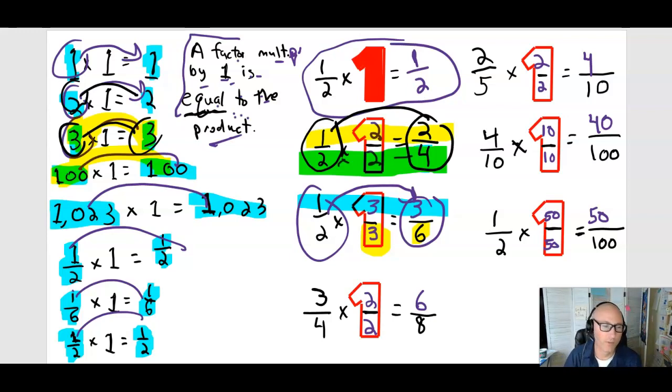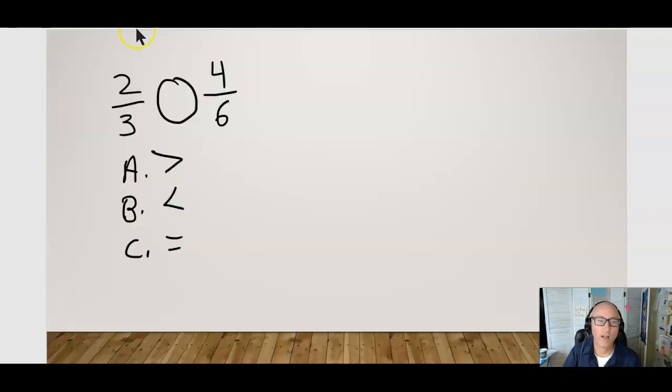Okay, what are we going to use this for? We're going to use this for things like this. How can we tell greater than, less than, or equal to? Well, in order to compare these, right now they're kind of like apples and oranges. We need to do a math magic trick and turn them both into apples or both into oranges, whichever you prefer. If you like apples more, turn them both into apples. If you like oranges more, turn them both into oranges. All right, so here we go. I'm going to go with oranges right now.